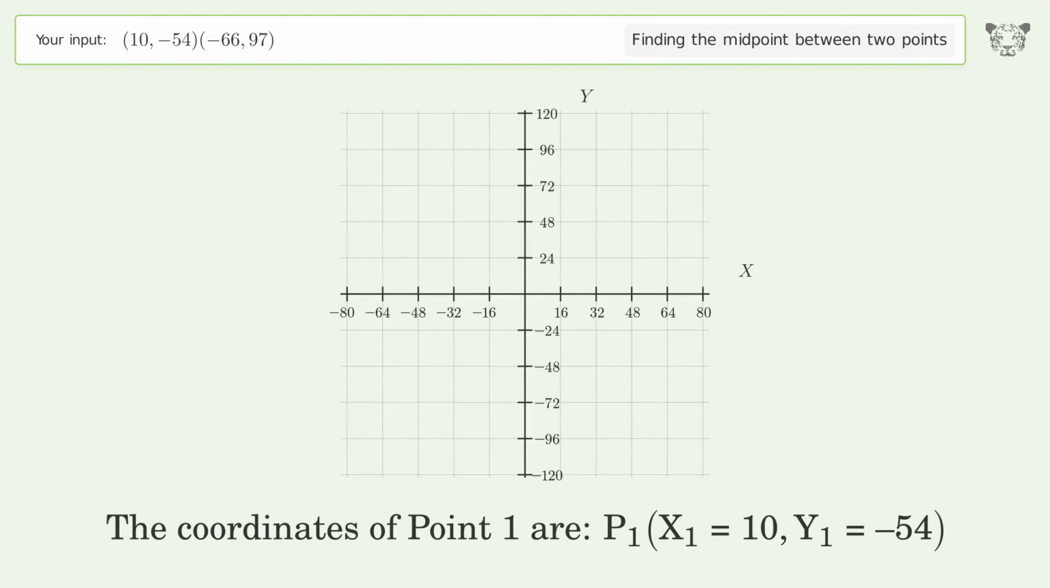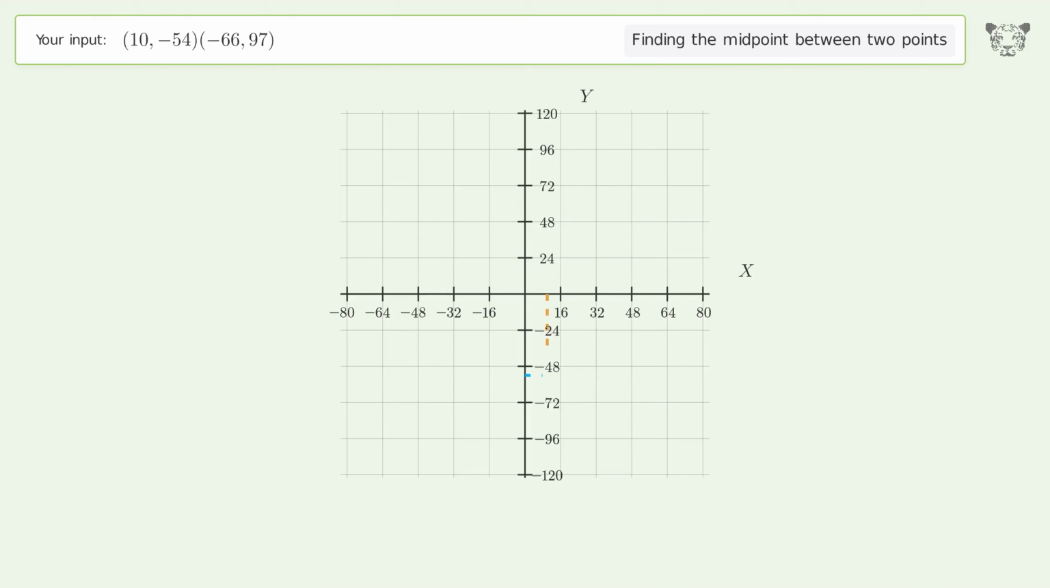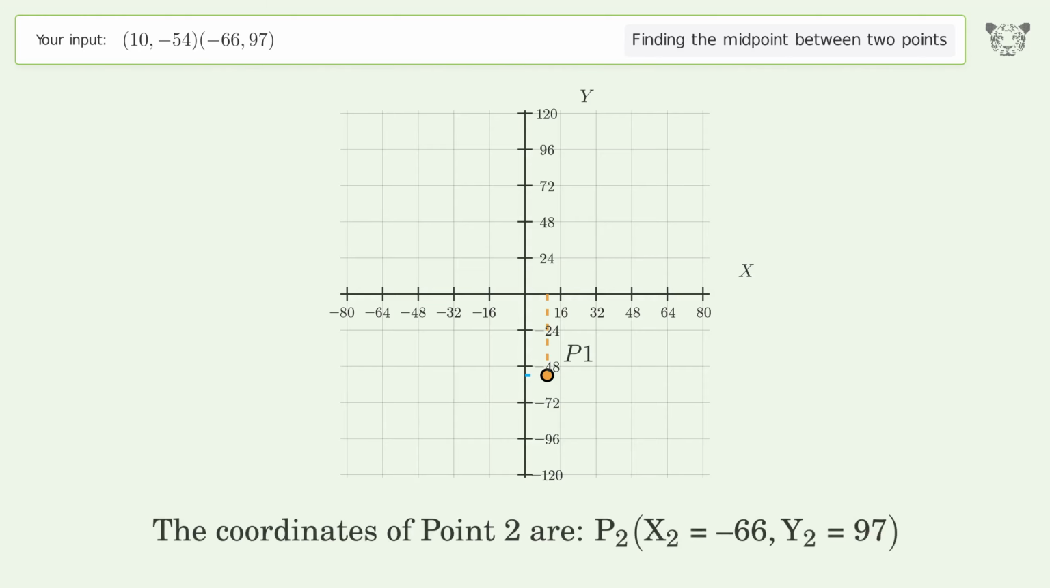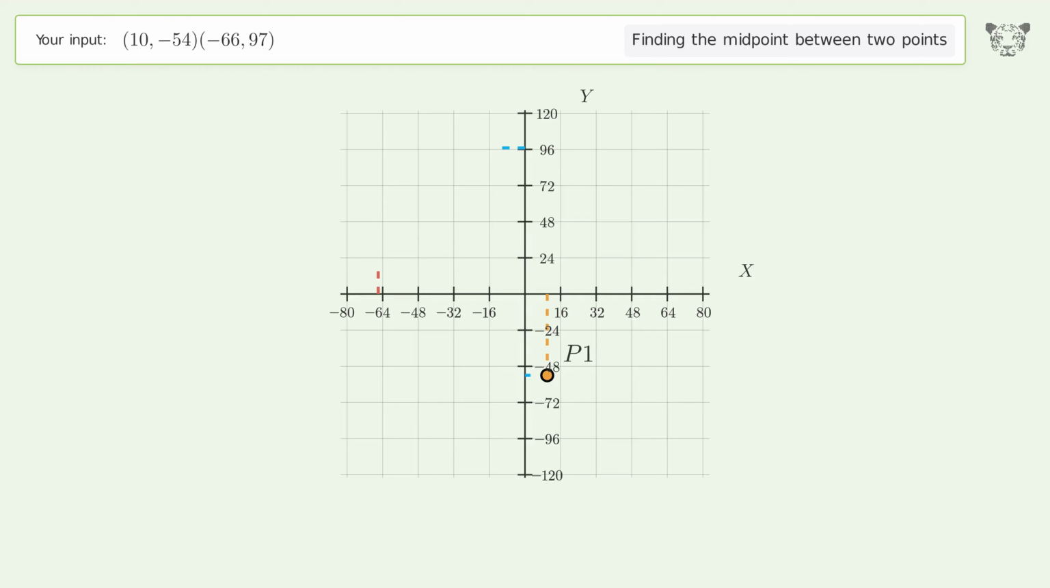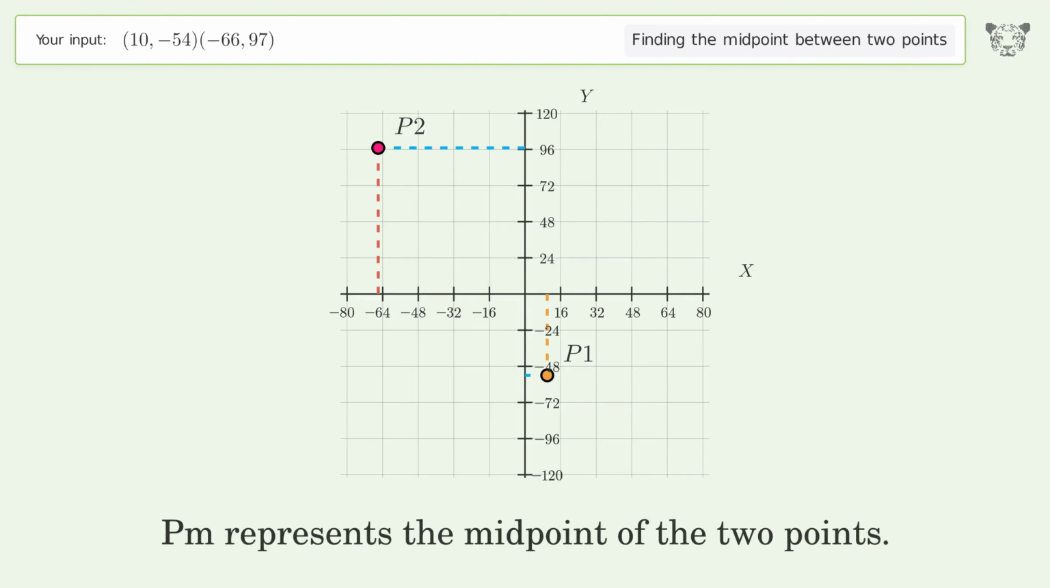The coordinates of point 1 are, x1 equals 10, y1 equals negative 54. The coordinates of point 2 are, x2 equals negative 66, y2 equals 97. PM represents the midpoint of the 2 points.